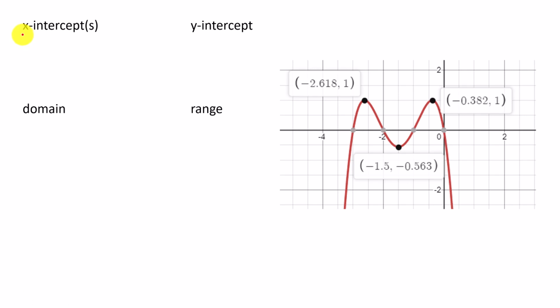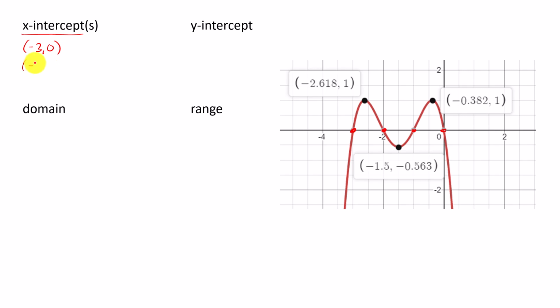Okay, remember x-intercepts are where it crosses the x-axis. So I have one here, here, here, and here. I have 4 of them. And so you just need to find those points. So this is going to be -3, 0. Remember the y value will always be 0.